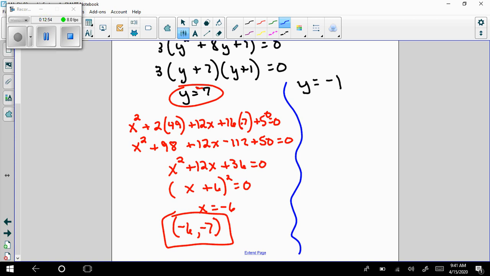So I am going to run out of room. So I have x squared, I'll have to write small, plus 2 times negative 1 squared, which is 2, plus 12x. So now I'm here. So I have 16 times negative 1, which is minus 16, plus 50 equals 0.